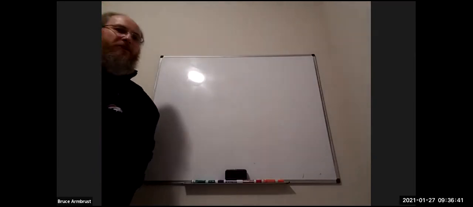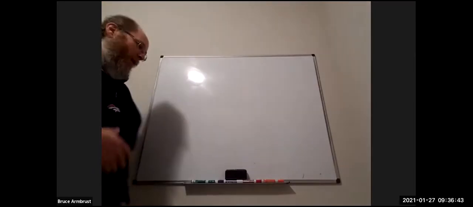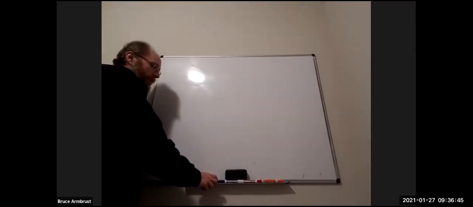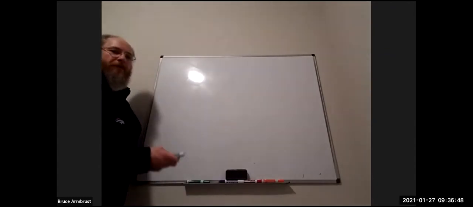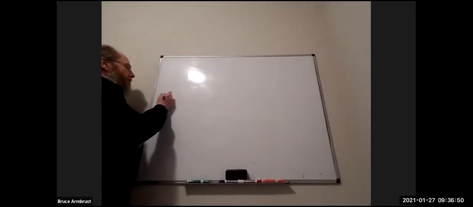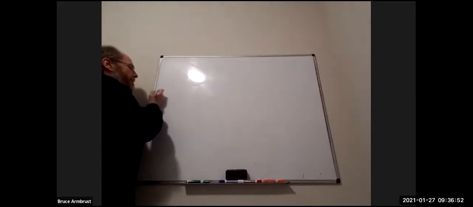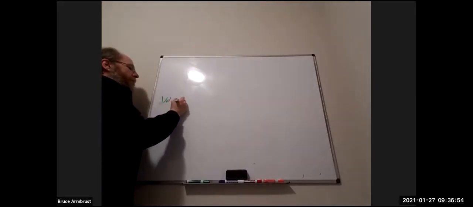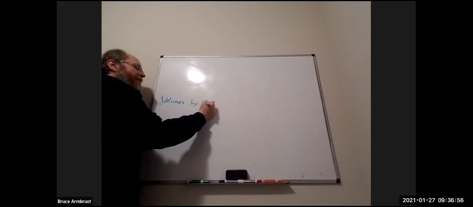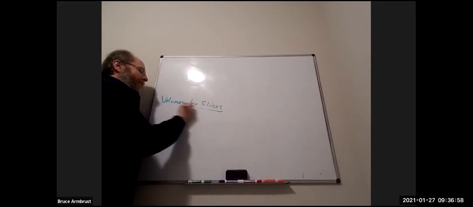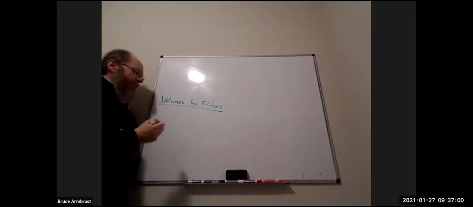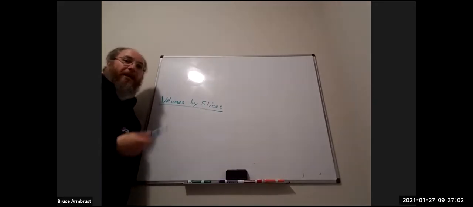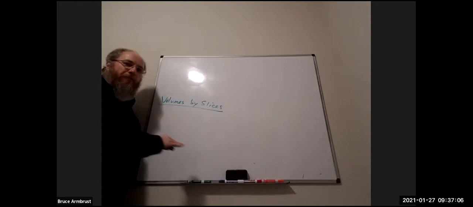All right. So how are we going to do this? Well, the first major way that this is done is with slices. All right. So I'm going to write here: volumes by slices. And literally what we're going to do is take a shape, a volume, and slice it into a bunch of thin pieces.